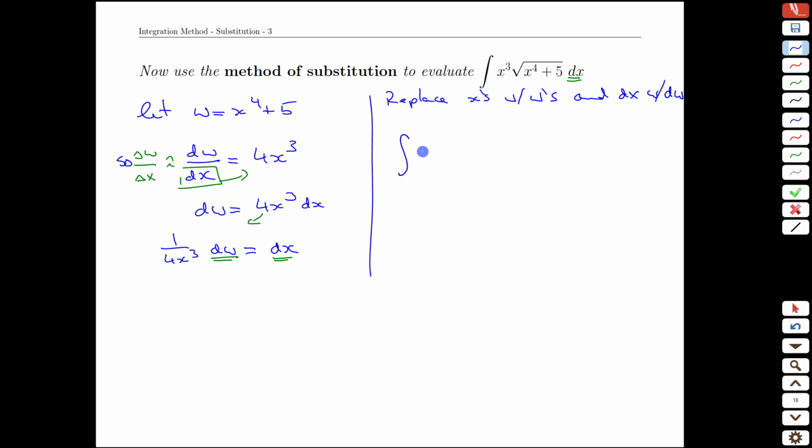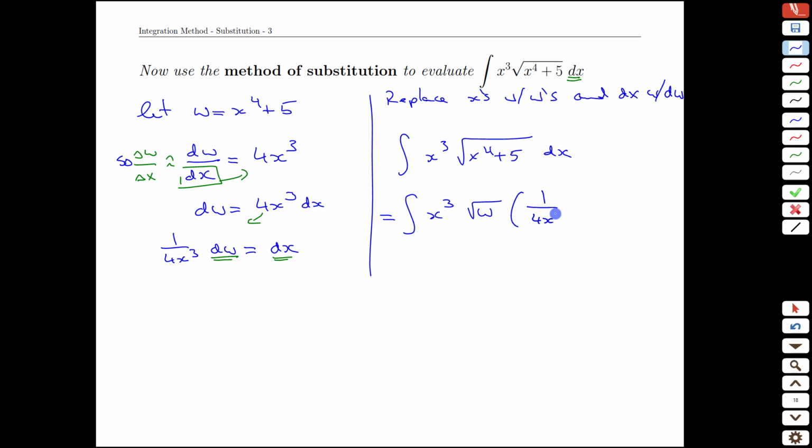How does that work? The integral of x cubed square root of x to the 4 plus 5 dx is equal to, we haven't replaced the x cubed yet. That wasn't our focus. Our focus is on the inside part here, and that just has the name of w, so square root of w. The dx we do have a replacement for. It is 1 over 4x cubed dw. Dx can be replaced with, swapped out for, that expression.